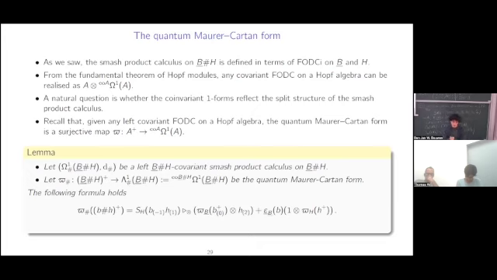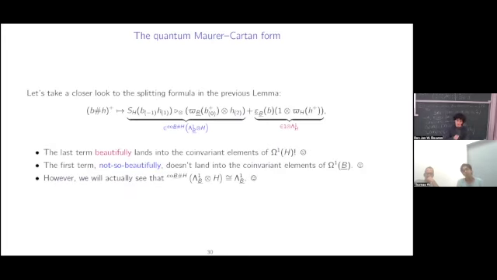Again, this is not very enlightening, but let me comment a little bit about it. So what this formula is telling us is that if we start with an element that lies inside the kernel of the counit on B smash H, we are going to have essentially two components that are direct summands. One component is essentially the coinvariant forms at the level of the Hopf algebra H. The other component is a little bit more mystic to say. In particular, the last term is going to give us exactly the coinvariance on H.